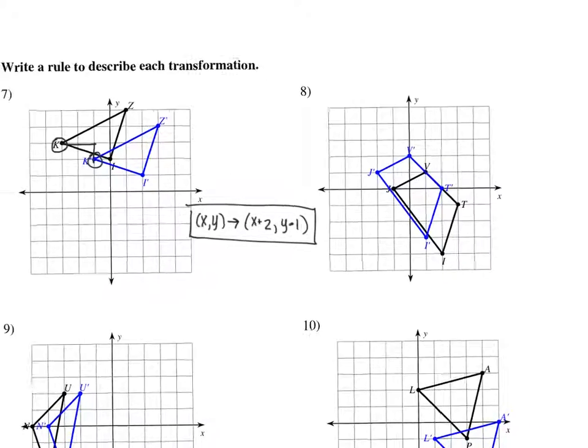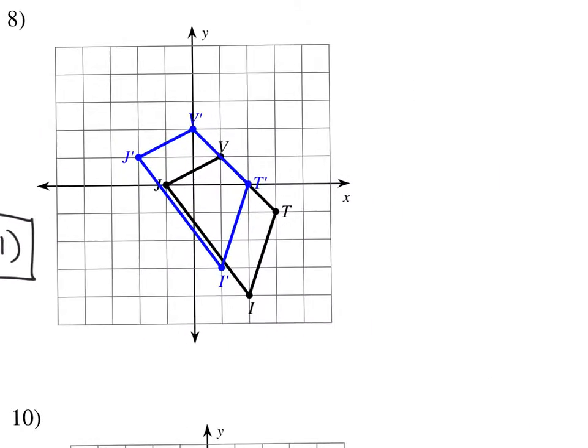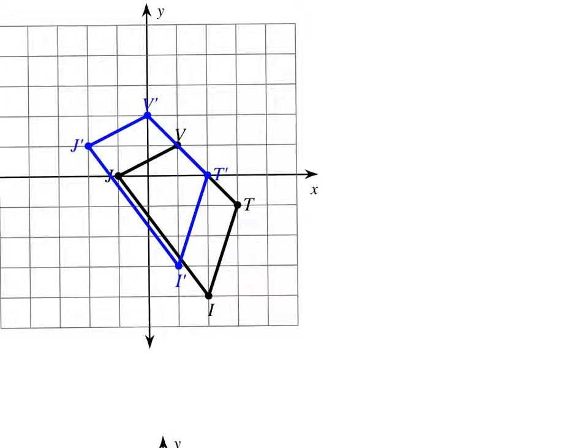Okay, we're going to take a look at 8 now. This time, I'm going to pick I. You can pick any point. I'm going to pick I because there's not as many lines going on around it. So I have X, comma, Y, my coordinates.